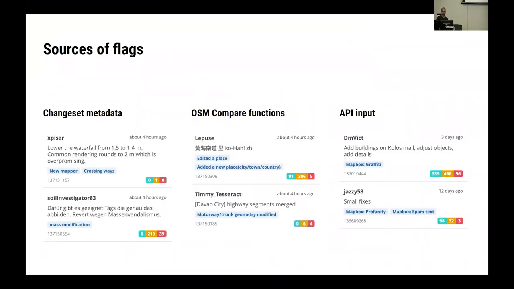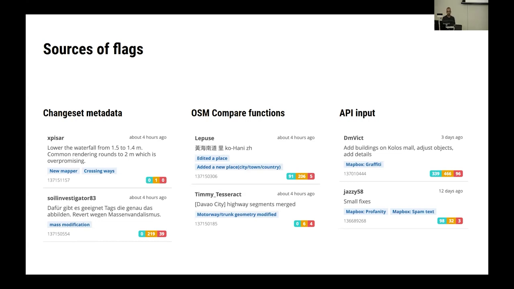About the source of flags, it's a question that lots of people ask. We have basically three types of flags. One is based on the metadata of the change set. It's like some information that is already on the change set, like if the mapper is new or not, if iD actually adds some information about quality flags. So we use it to add that information on the database. We also track, for example, mass modification, if the change set changes lots of features, or mass deletion, or a possible import.